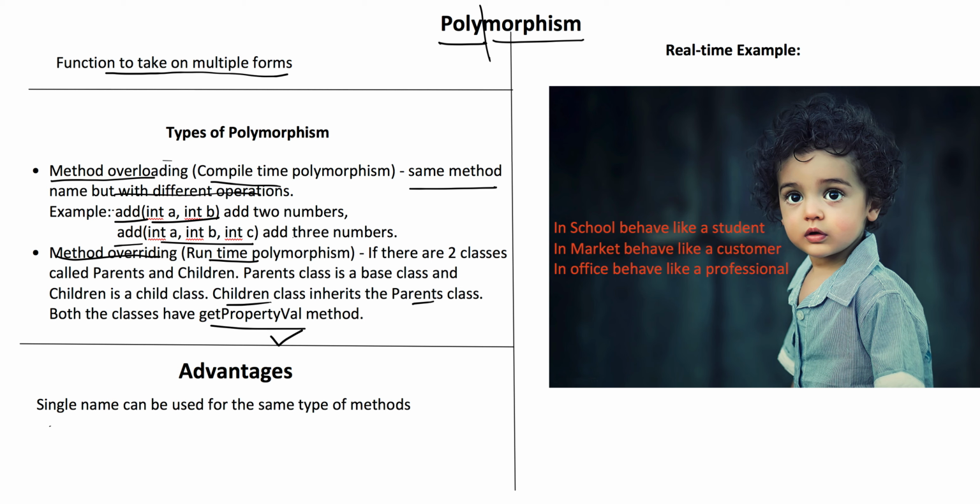And then advantages. Advantages means a single name can be used for the same type of methods. For example, here, add. Both have the same name, but the first method is trying to add two numbers a, b, whereas the second method is trying to add three numbers a, b, c. So that's the main advantage of polymorphism.